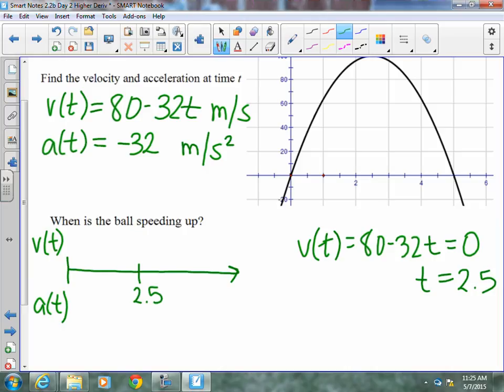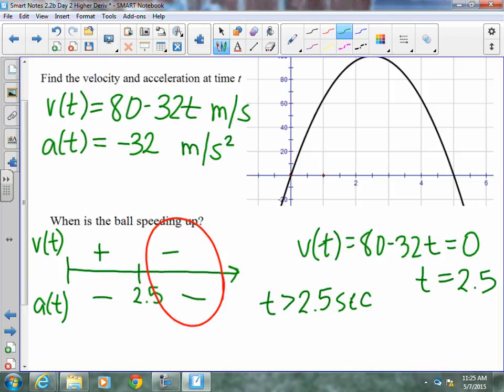So, if we plug in a 1 into our 80 minus 32t, we're going to get a positive number. If we plug in a 3 into 80 minus 32t, we're going to get a negative number. Acceleration is negative 32. You can't plug anything in, but we know negative 32 is negative all the time. So it's going to be negative here and negative here. Where are those the same? Well, in this section, which means the ball is going to be speeding up when t is greater than 2.5 seconds, or from 2.5 to infinity.